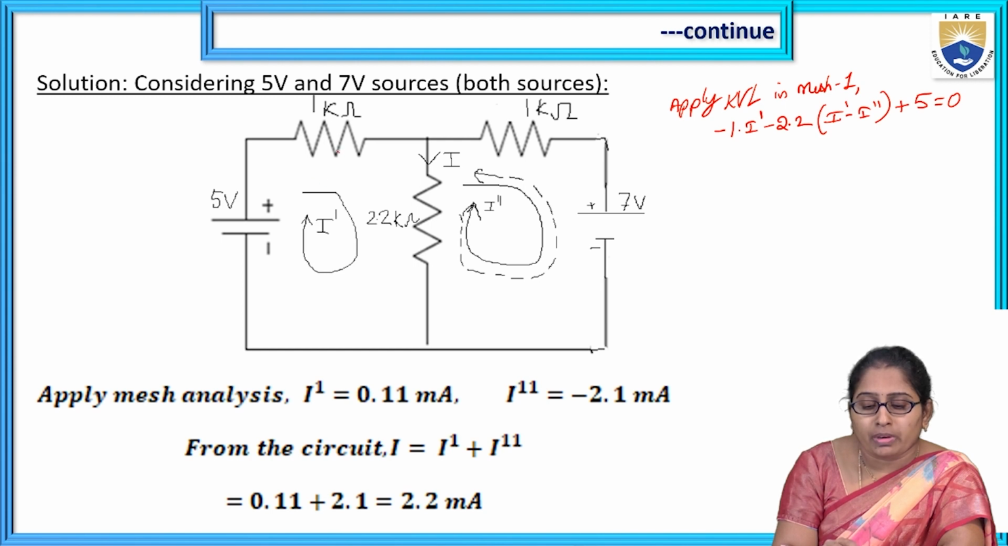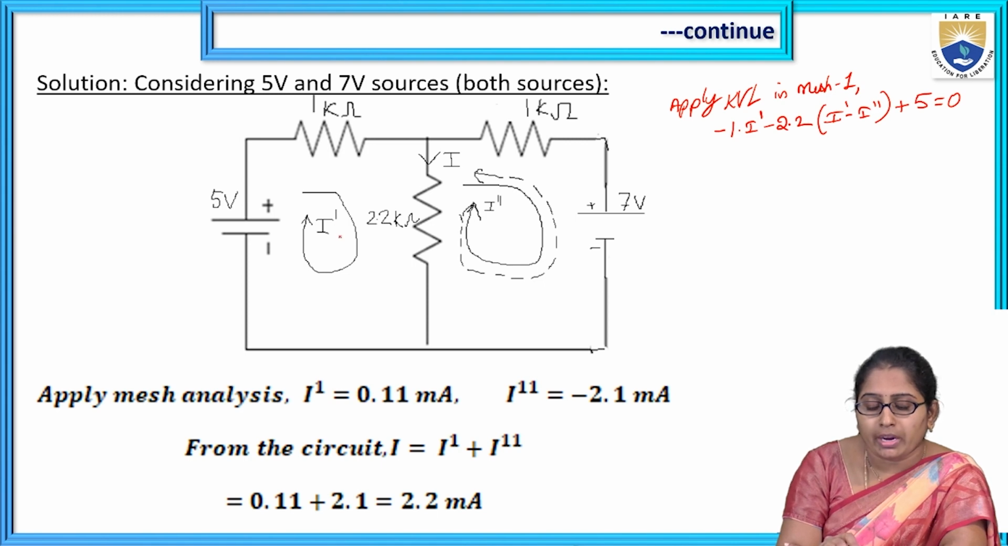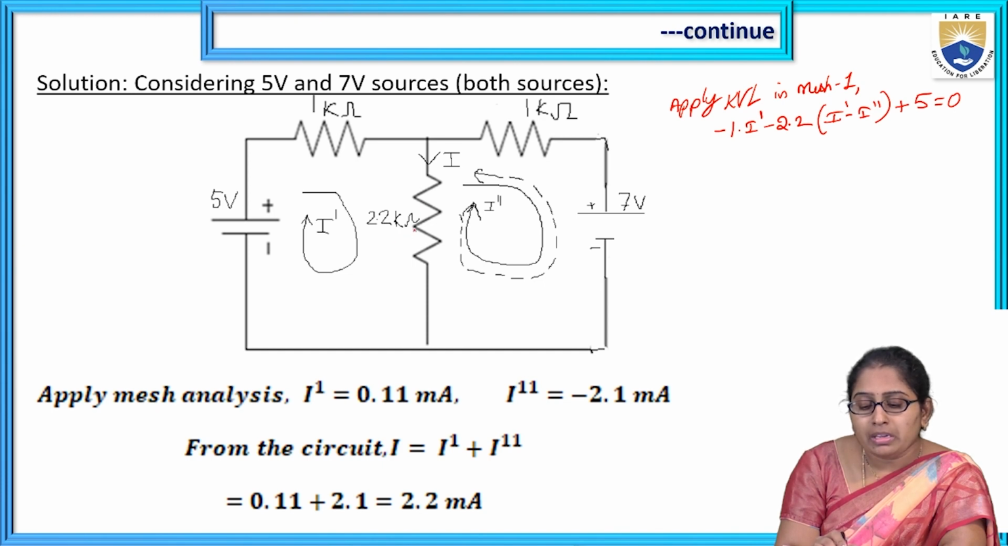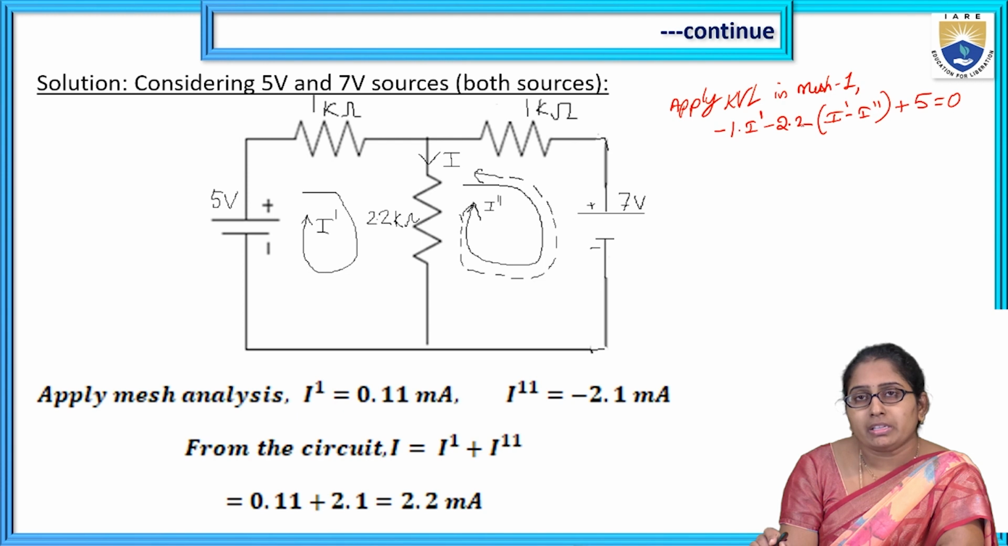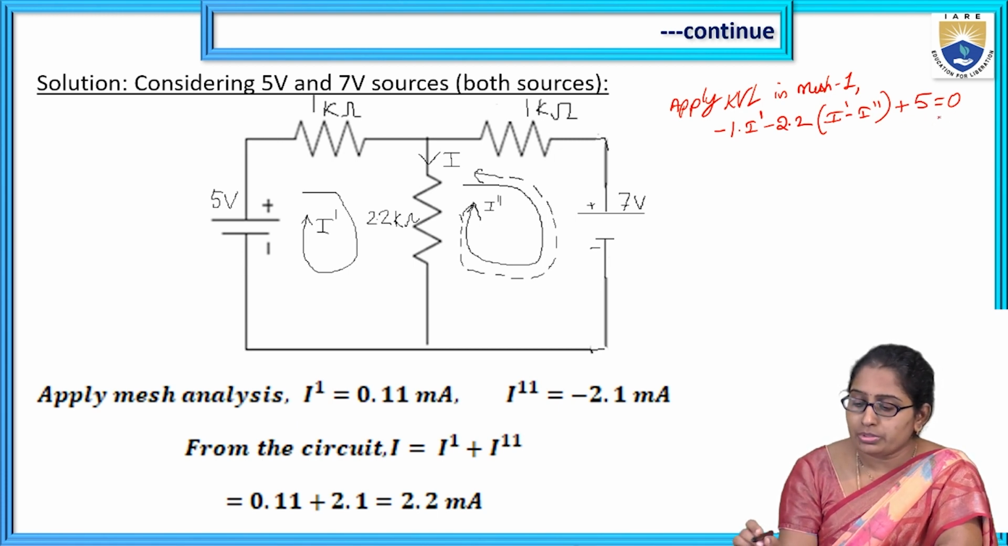The voltage drop in 1K is the resistance value into the current, 1K into I dash. For the next element, 2.2K, the current is given by both I dash and I double dash, which are in opposite directions, so it becomes I dash minus I double dash. I'm going along the voltage drop direction, so it becomes minus 2.2 within brackets I dash minus I double dash. Next, plus 5 equal to 0.